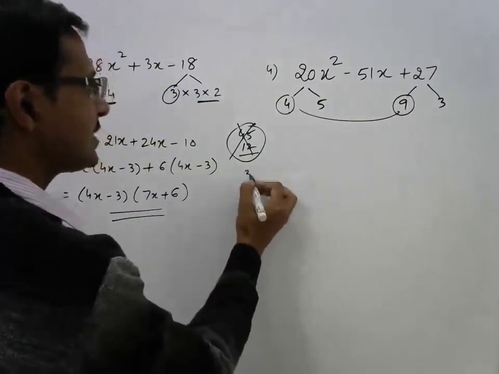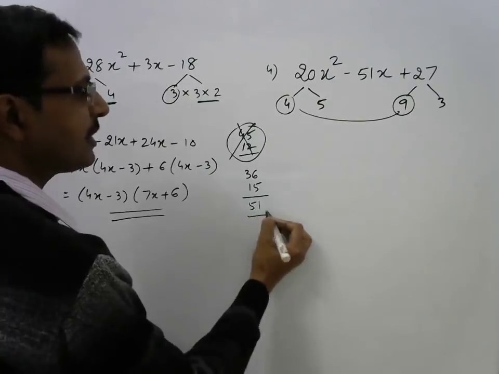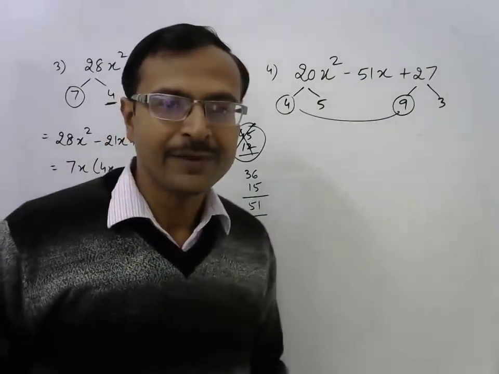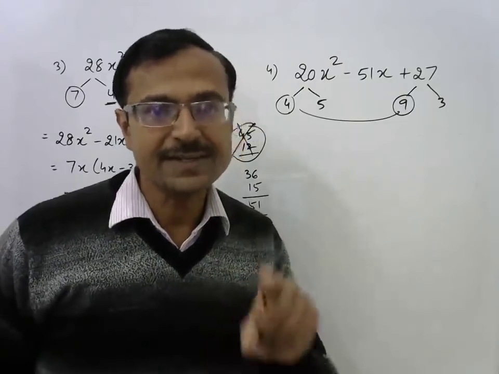So 9 4s are 36 and 5 3s are 15. And what is the sum of these two? It is 51, which is the exact thing which I want in the center. So 36 and 15. Now I have to decide the sign.